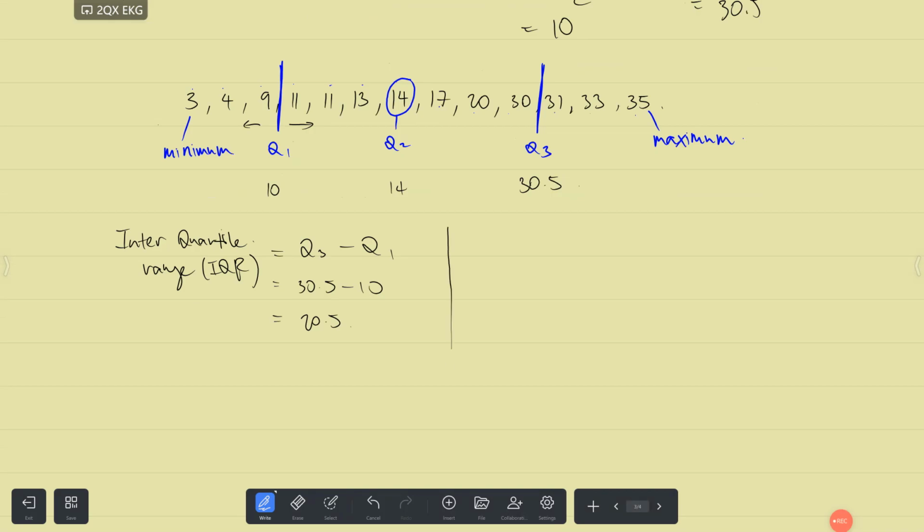Apart from that, we can also find the range, which has nothing to do with the quartiles, but the range is defined as the maximum value minus the minimum value. Of course, you have your maximum as 35 and minimum as 3, and you get 32. In this video, I will not be talking about the significance of all these values, interquartile range and range, but we'll discuss them in the videos to come. Thank you.